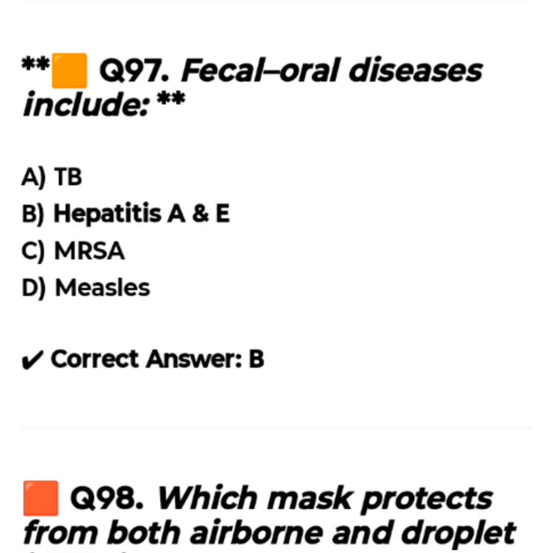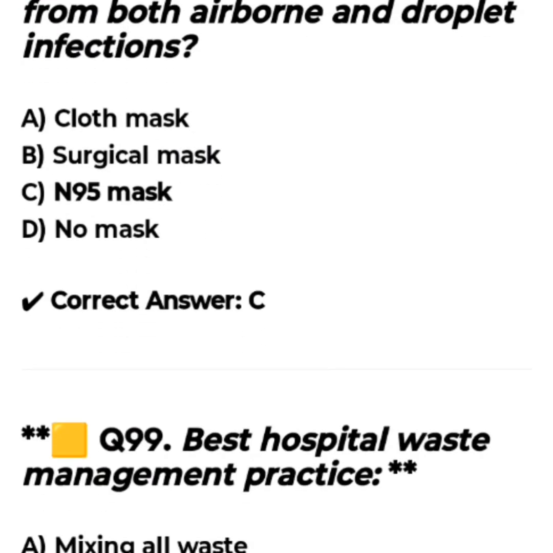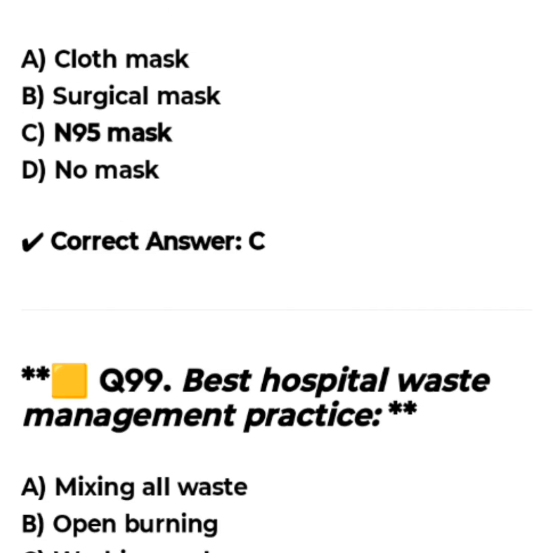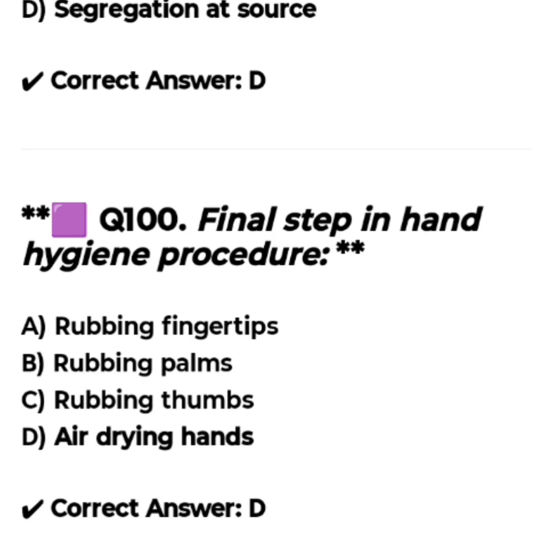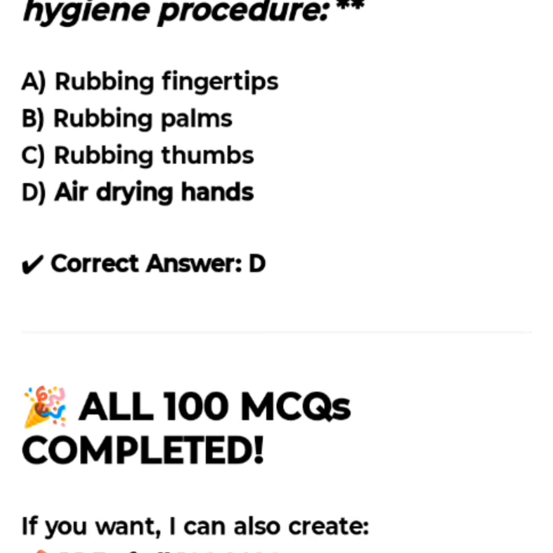Fecal oral diseases include, the correct answer is option B, hepatitis A and E. Which mask protects from both airborne and droplet infection? The correct answer is option C, N95 mask. Best hospital waste management practice. The correct answer is option D, segregation at source. Final step in hand hygiene procedure. The correct answer is option D, air drying hands.